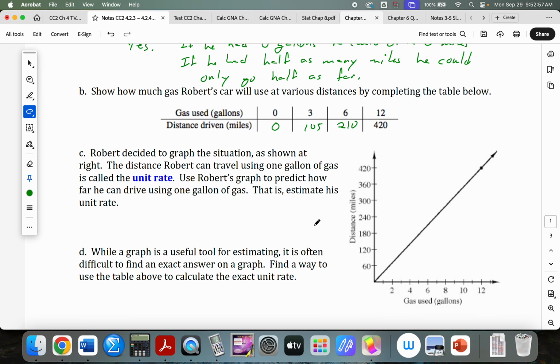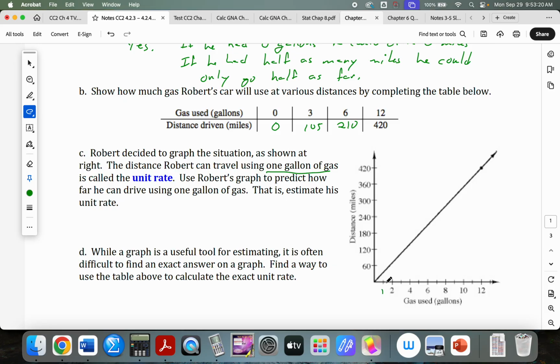So Robert decided to graph the situation as shown at the right. The distance Robert can travel using 1 gallon of gas is called the unit rate. Use Robert's graph to predict how far he can drive using 1 gallon of gas. That is, estimate his unit rate. And they do just want you to estimate it right now.